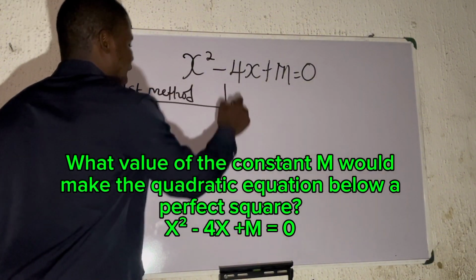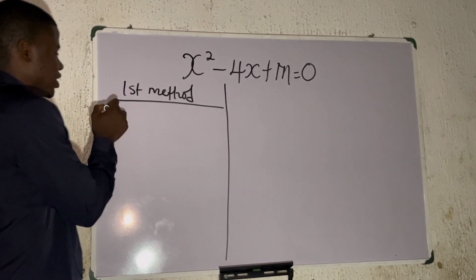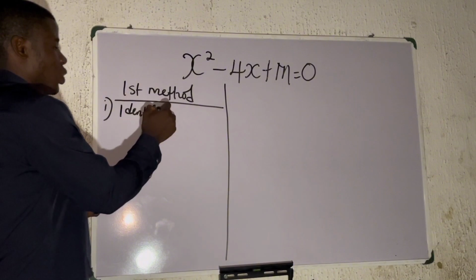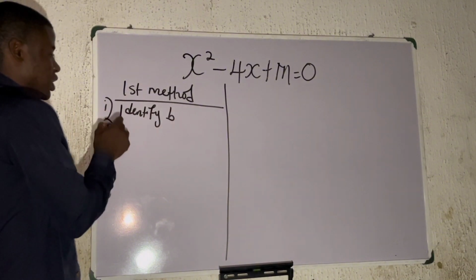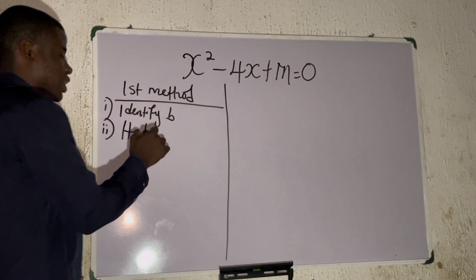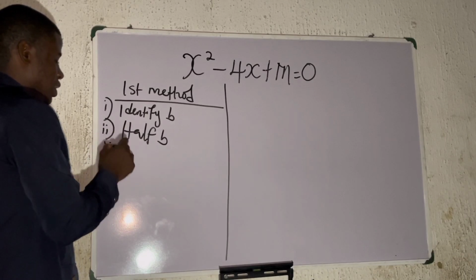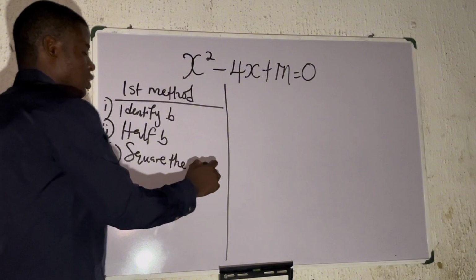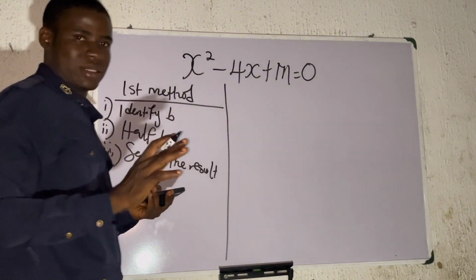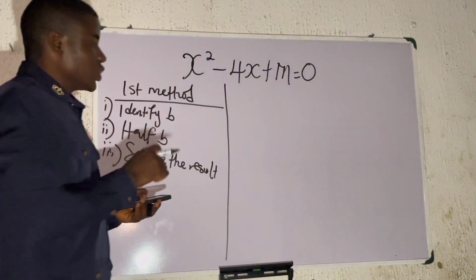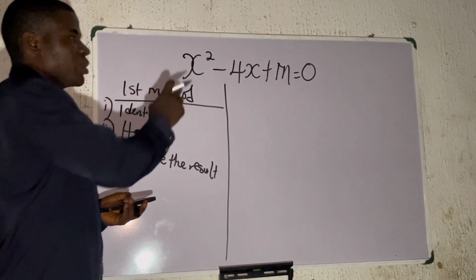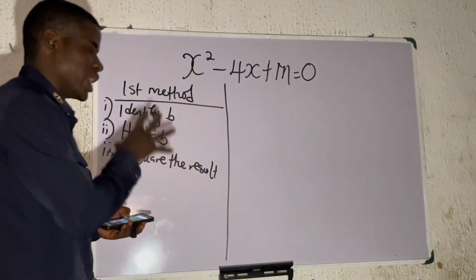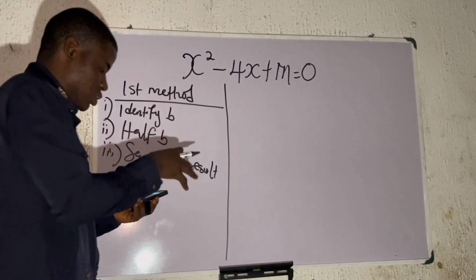This first method has rules. The first step says you identify b. The second step says you halve b. The third step says you should square the result. When you square the result, you get your answer. Very simple. But something happens when the coefficient of x squared is not unity in a particular question, so we have much to talk about on this method.